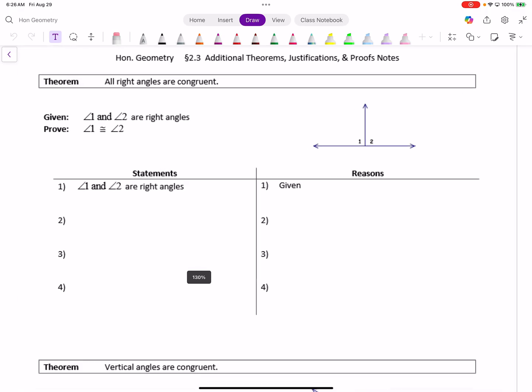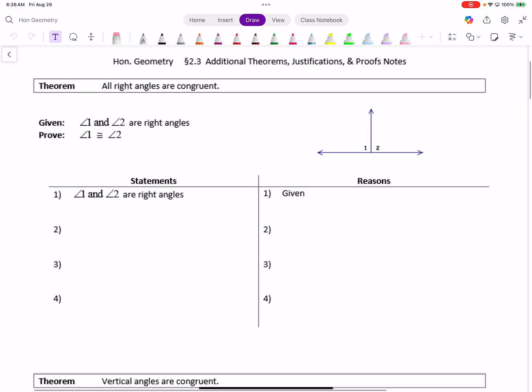So we got a few more notes in section 2-3. It's just some extra theorems and working on some proofs. So here's our given. We've got a diagram. Angle 1 and 2 are right angles, and we've got to prove that angle 1 is congruent to angle 2. So we got the given.